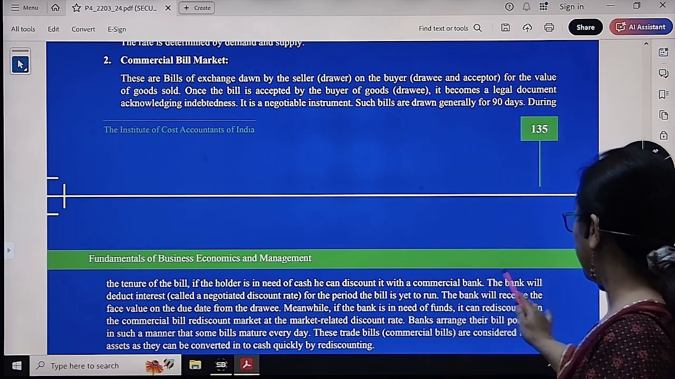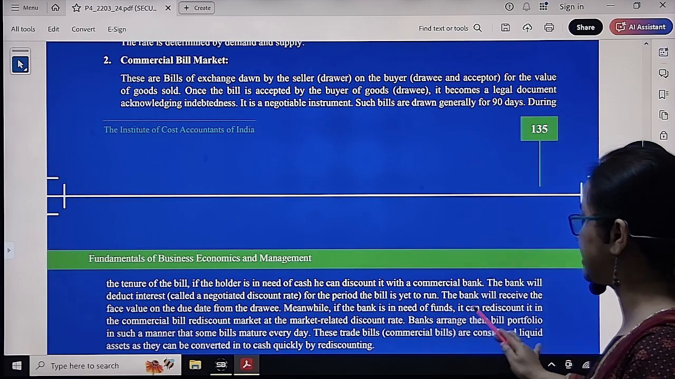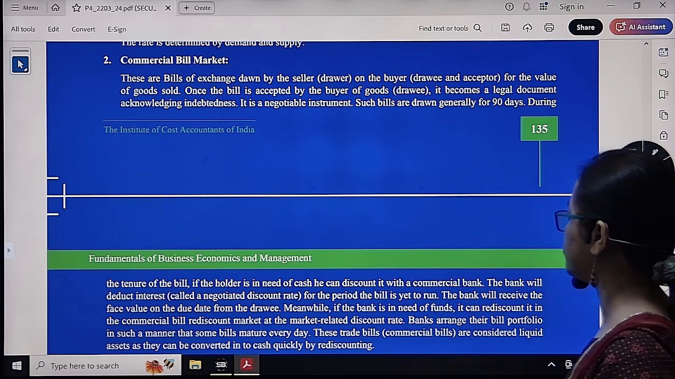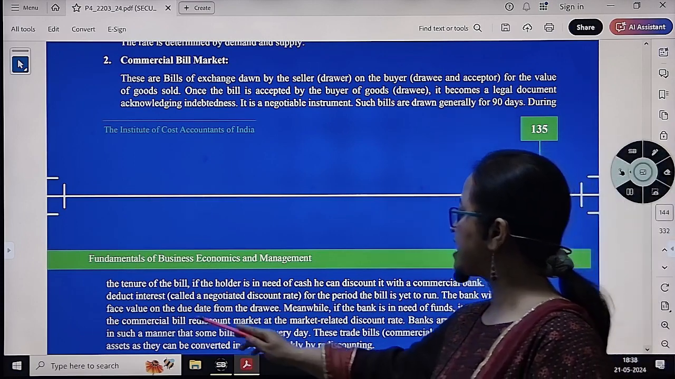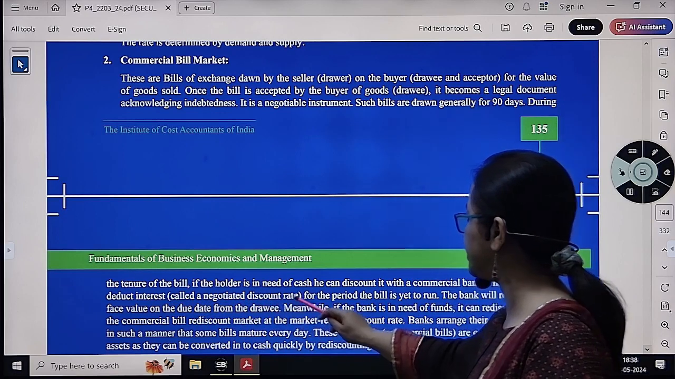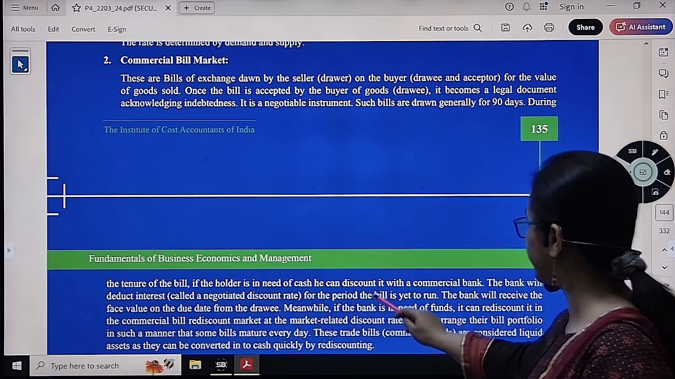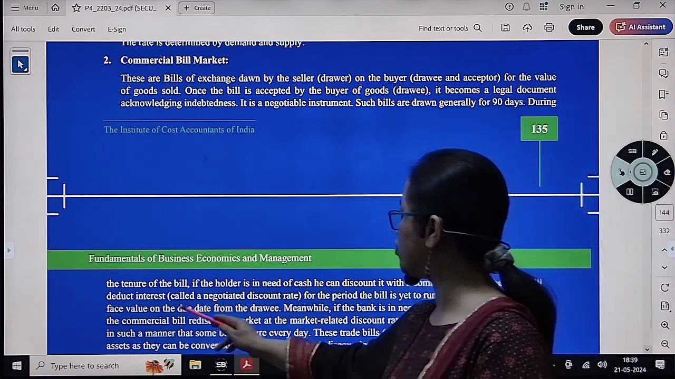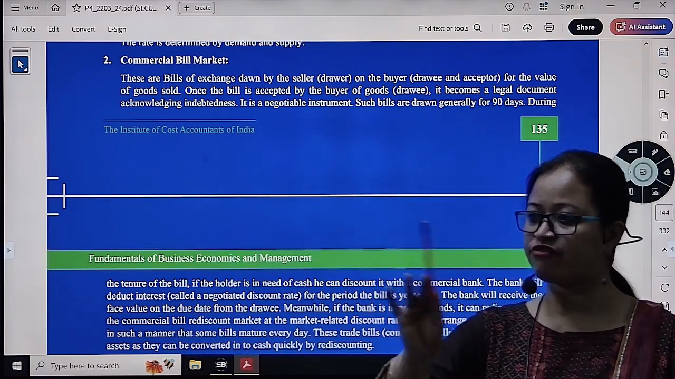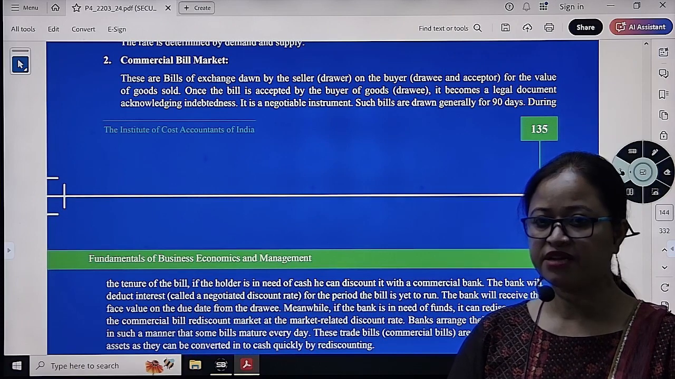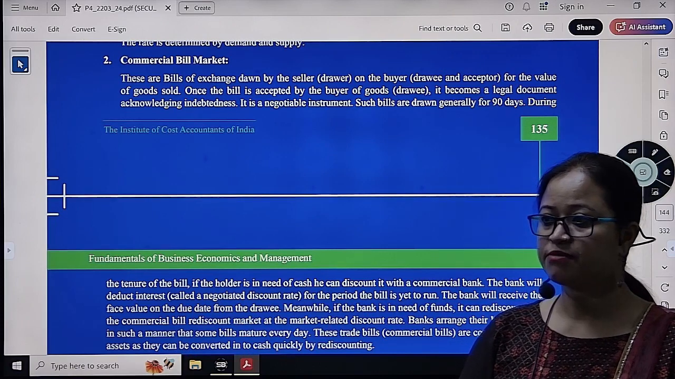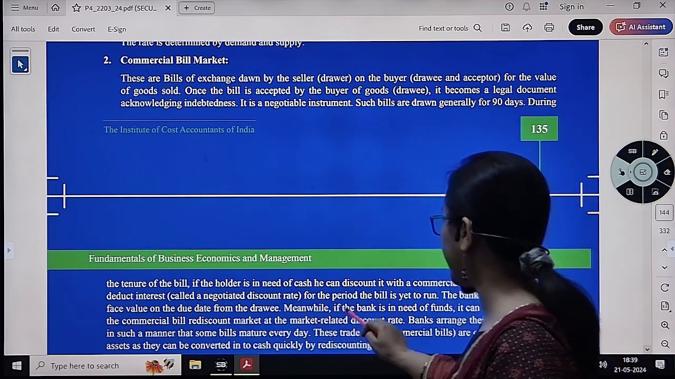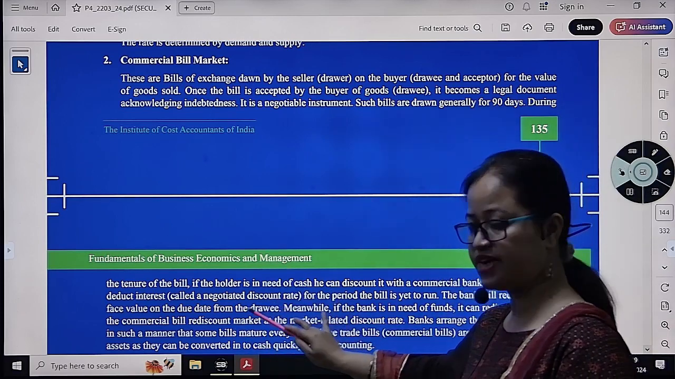So if the person wants the cash in hand before the maturity period, the bill can be discounted. The bank will deduct interest called a negotiated discount rate for the period the bill is yet to run. The bank will receive the face value on the due date. So on the due date the bank will get 50,000 from the buyer, that is, from the drawee, right?